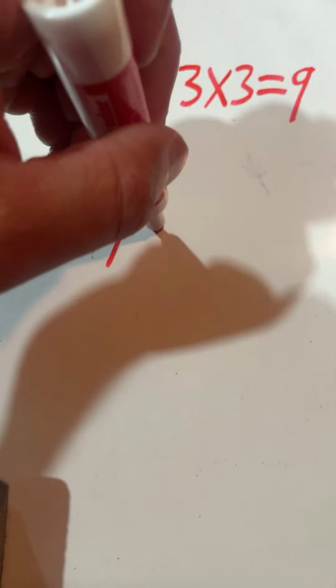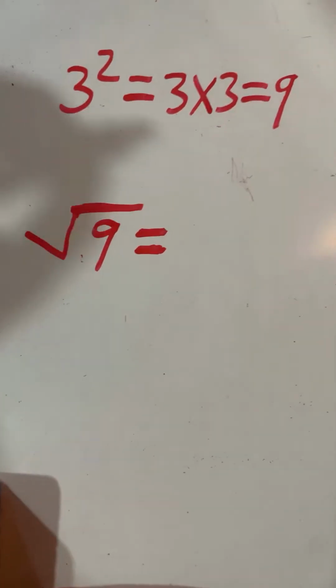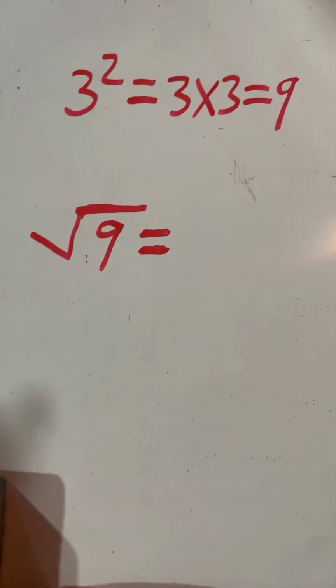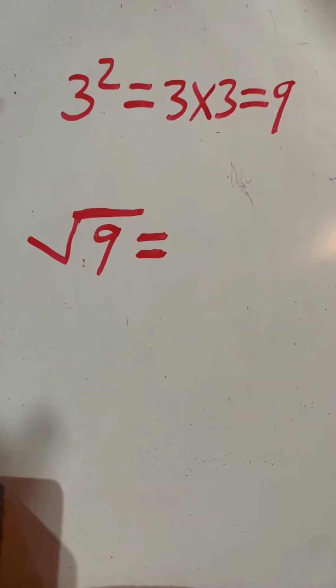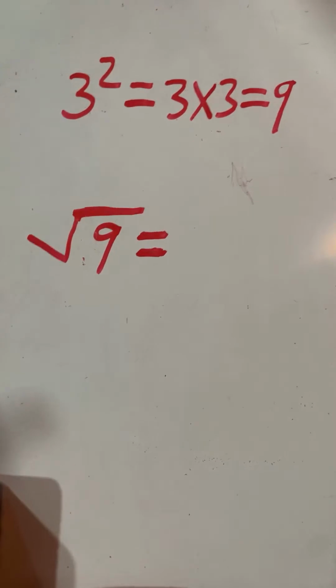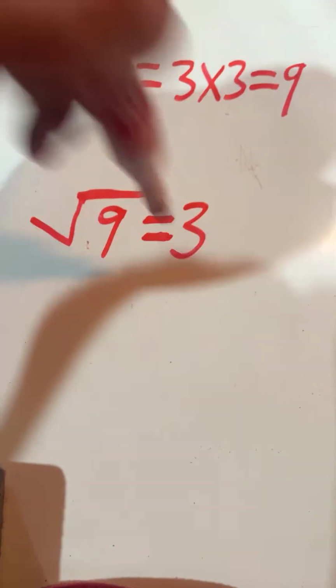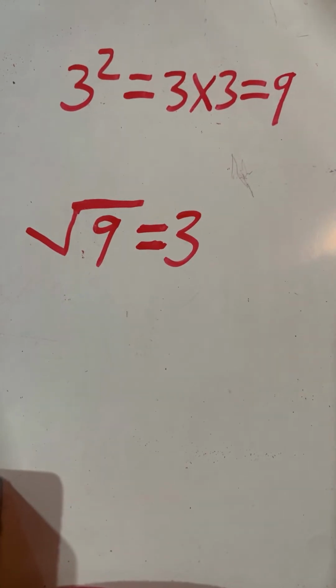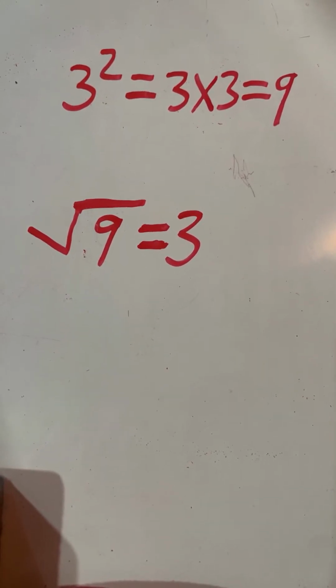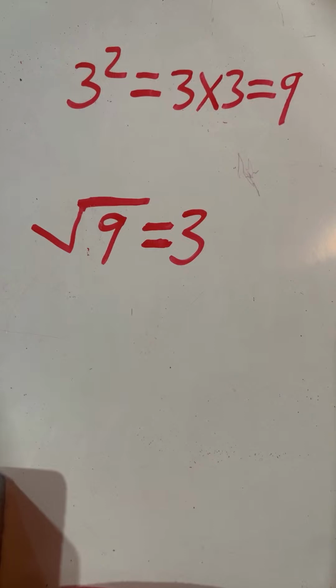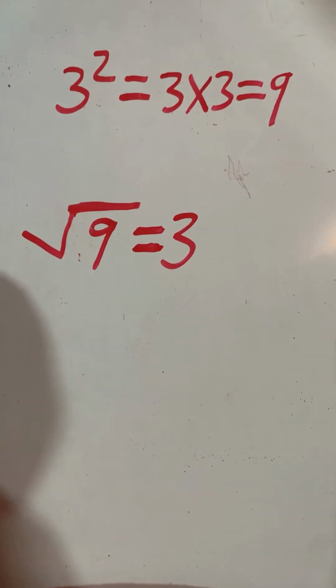So if we want to find the square root of 9, we have to ask ourselves, what number multiplied by itself equals 9? We know that 3 multiplied by 3 equals 9, so the square root of 9 equals 3. All right, next example.